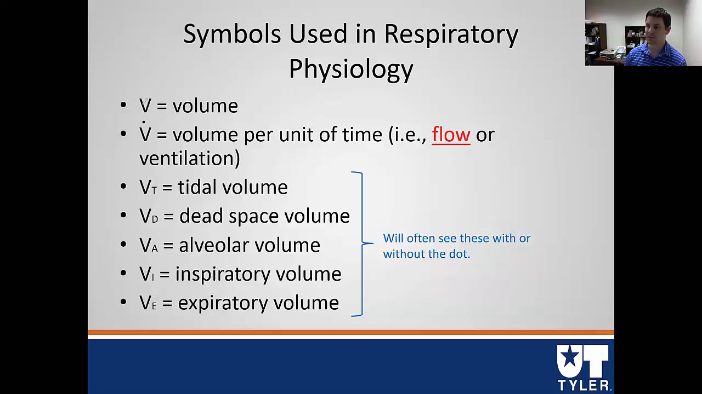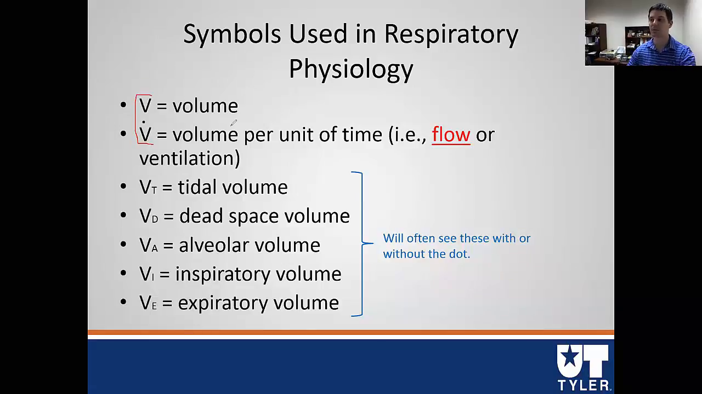So one thing that you'll see very often is the use of V. V stands for volume, or you can see it in another way, V dot. When you see a dot over the top, what they usually mean is volume per unit of time, and that time is almost always a single minute. Okay? So within that, you can have VT, which is tidal volume, VD, which is the volume of dead space, VA, which is alveolar volume, VI, which is inspiratory volume, or VE, which is expiratory volume. And again, you can see these with or without dots. If you see a dot, that means time.